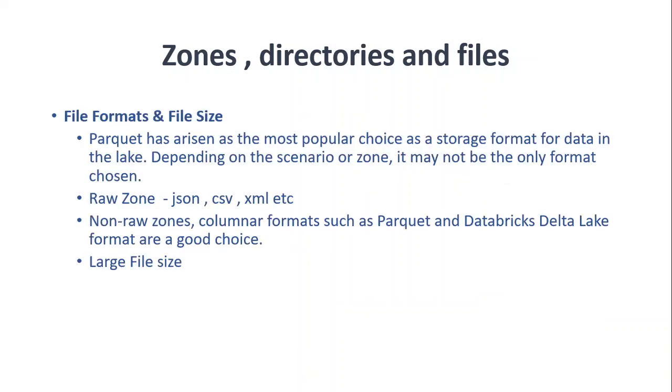And the last is the file format and the file size. Parquet has been the most popular format in the lake, but it is not necessarily the only choice. It can depend on the situation and which zone you are in. For example, in the raw zone, you can have JSON, CSV, XML, or even Parquet too. In non-raw zones, any columnar format, especially Parquet or Delta Lake, is a good choice.